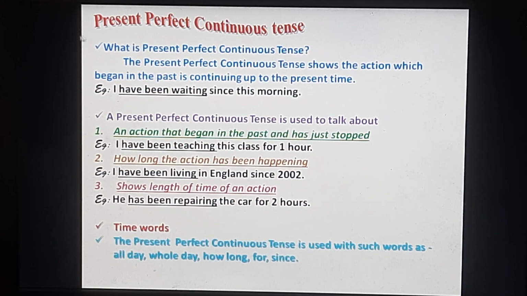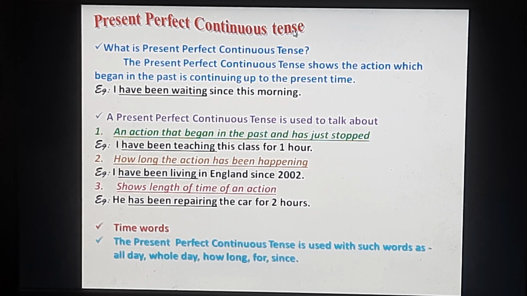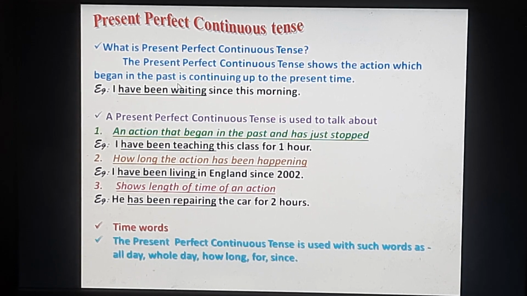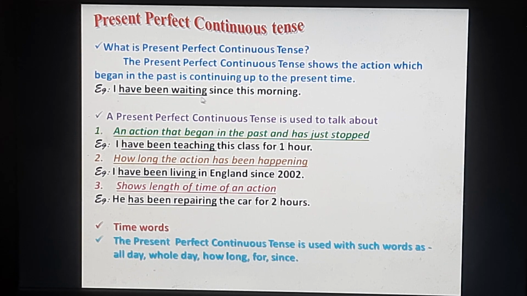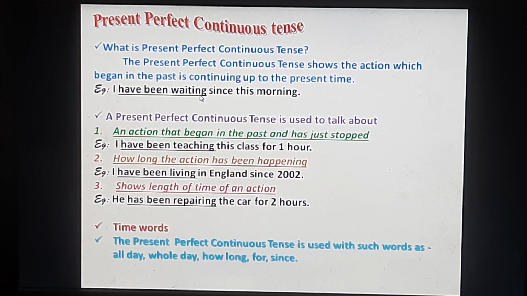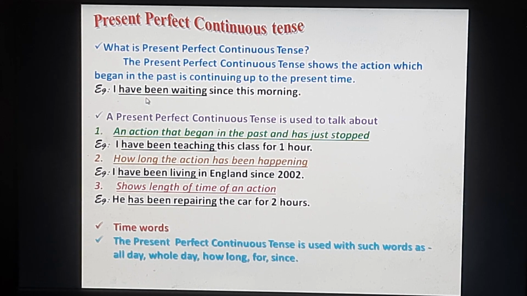So now let's go to the present perfect continuous tense. What is present perfect continuous tense? It shows the action which began in the past and is continuing up to the present time. For example, I have been waiting since this morning. Have been waiting shows that the action started earlier and it is still going on till now.